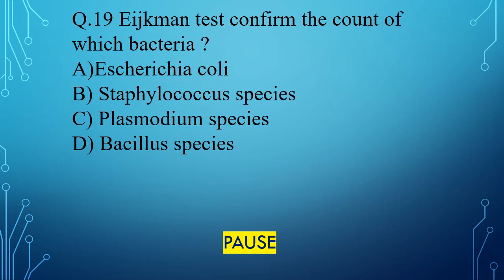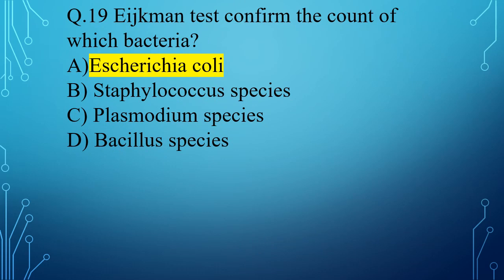Question number 19. The EMB test confirms the count of which bacteria? Option A, E.coli. Option B, Staphylococcus species. Option C, Plasmodium species. And option D, Bacillus species. And the right answer is Escherichia coli. That means E.coli bacteria.